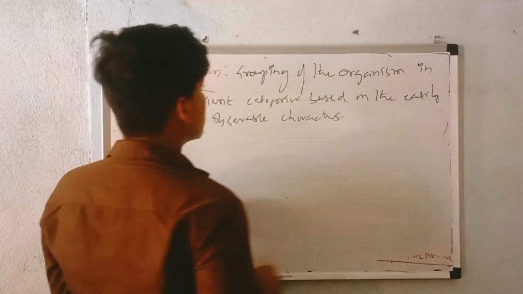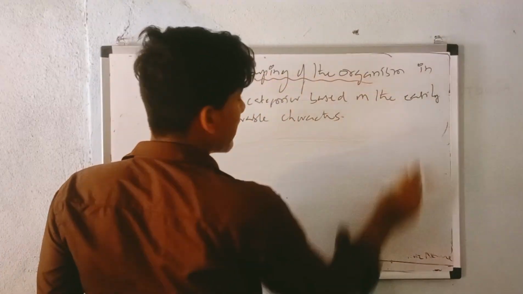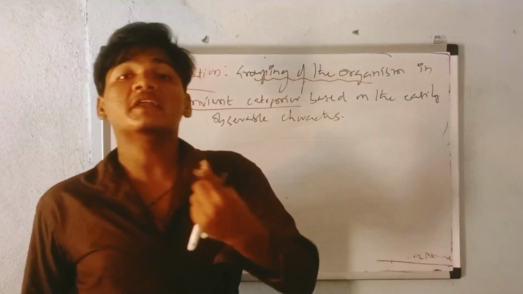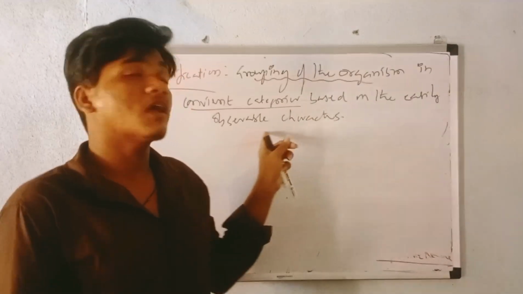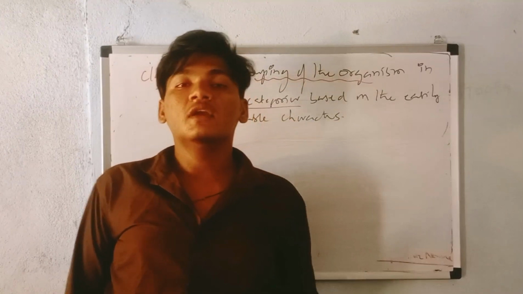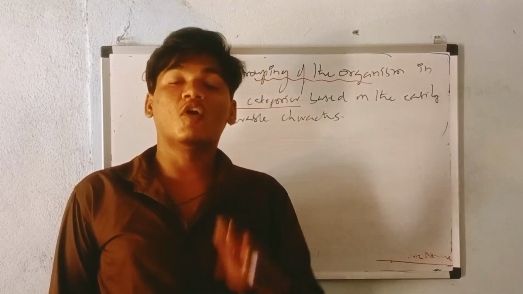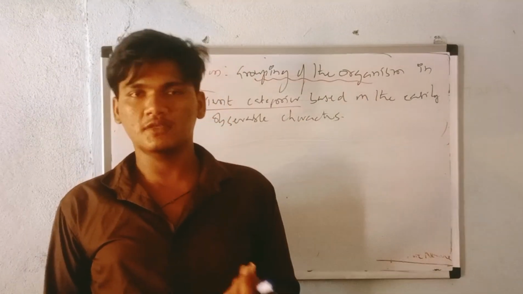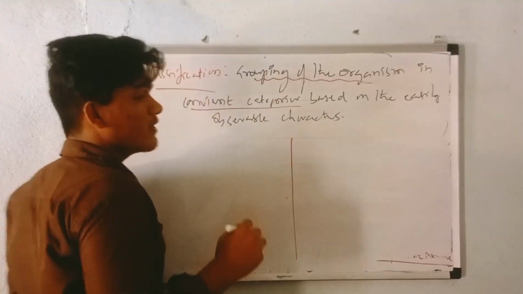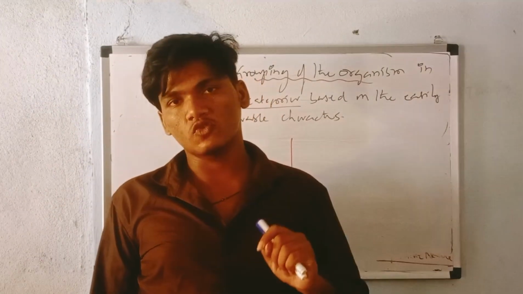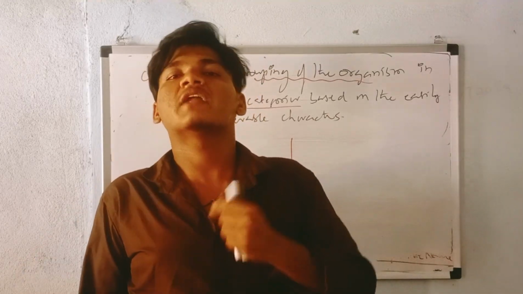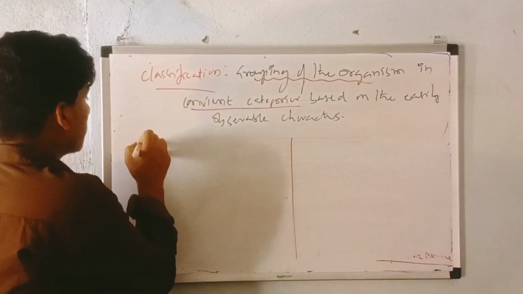So classification means grouping of the organisms into convenient categories, based on easily observable characters. These characters may be phylogenetic, internal, external or morphological; we can consider all the characters. Based on the characters considered, we can divide taxonomy into modern taxonomy and ancient taxonomy. In olden days how was taxonomy done, and in modern days how is it done? Let me do it.